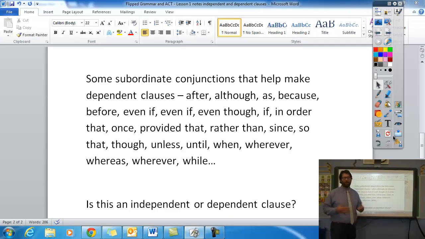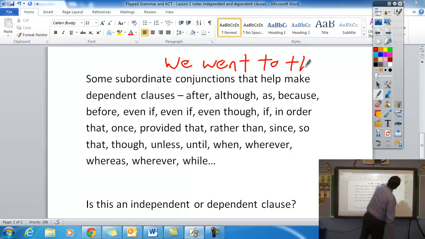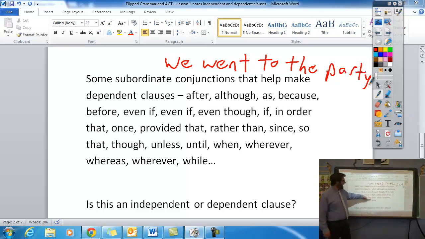We went to the party. That's my independent clause. We went to the party, okay? And now, if I add any of these subordinating conjunctions, now we've got a dependent clause. We've got a clause that can't stand on its own. So after we went to the party. Well, what happened after we went to the party, right? Not a complete thought. Although we went to the party. Again, although we went to the party makes it a dependent clause, not a complete thought.